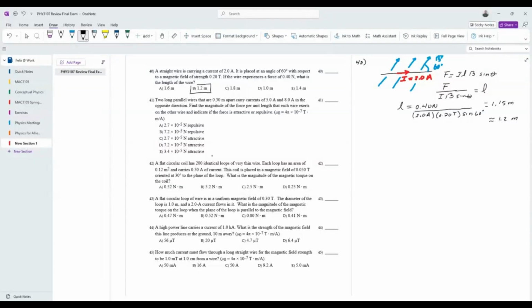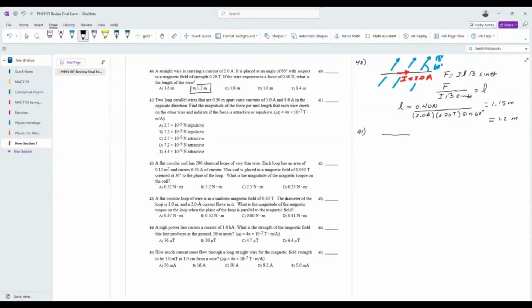Let's see exercise number 41. They say two long wires that are 0.30 meters apart carry currents of 5 amperes and 8 amperes in opposite directions. Well, now we know that the force will be repulsive, right? Because they are carrying currents in opposite directions. Find the magnitude of the force per unit of length that each wire exerts on the other wire and indicate if the force is attractive or repulsive. Always repulsive here.